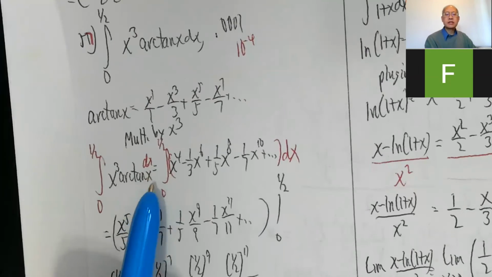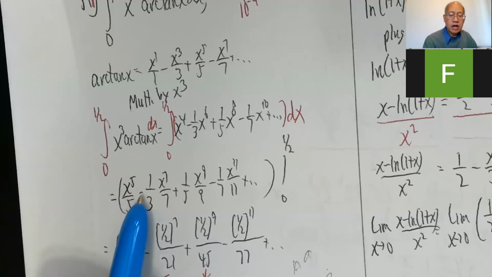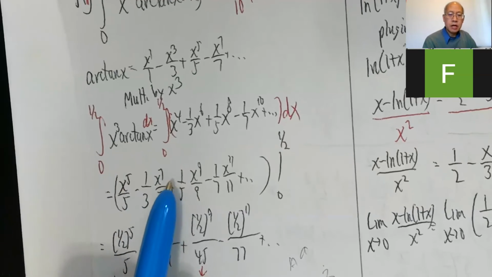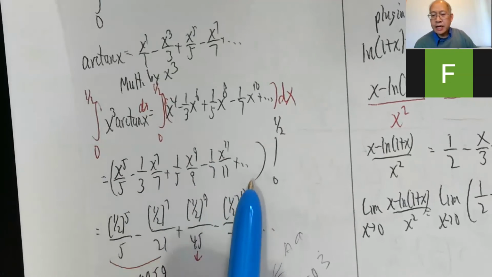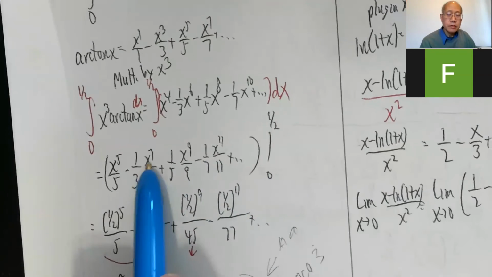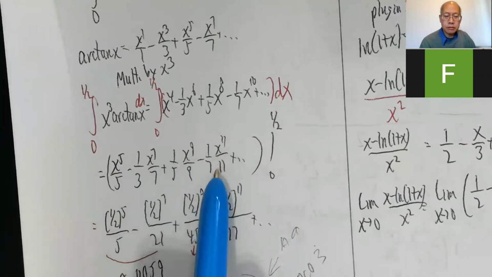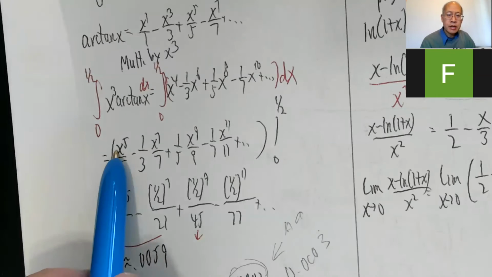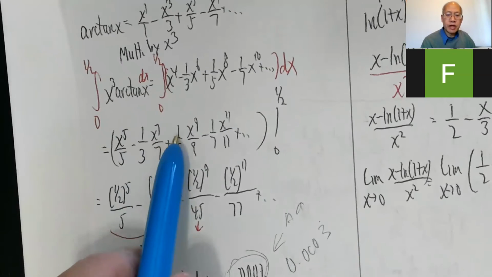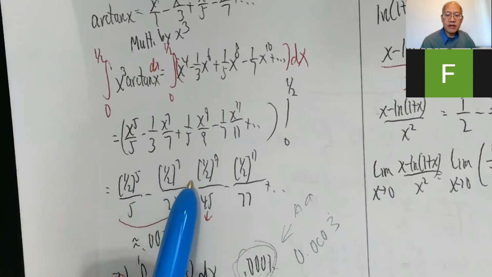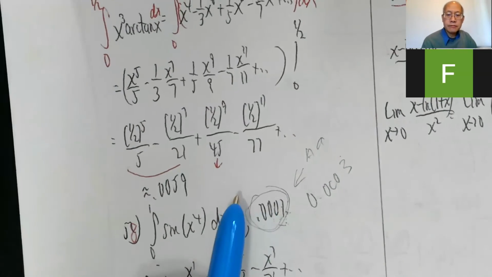Then you integrate both sides from 0 to half. X to the 5th over 5 minus 1/3 x to the 7th over 7 plus 1/5 x to the 9 over 9 minus 1/7 x to the 11th over 11 plus dot, dot, dot from 0 to 1/2. Even though there's infinitely many terms, what happens when you plug in 0? They're all 0. So I plug in a half. 1/2 to the 5th over 5 minus 1/2 to the 7th over 21 plus 1/2 to the 9th over 45 plus 1/2 to the 11th over 77.